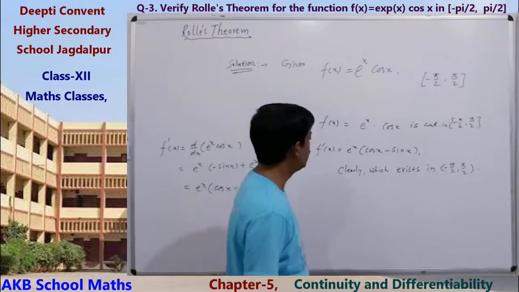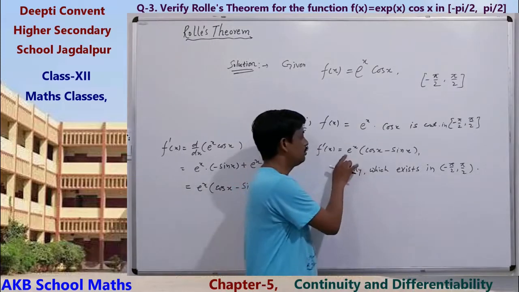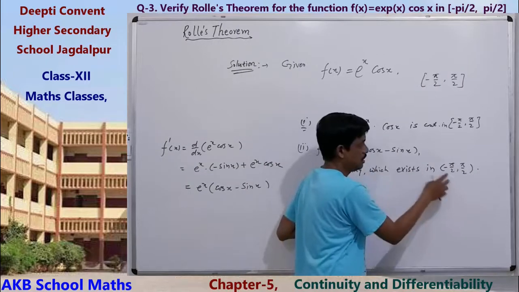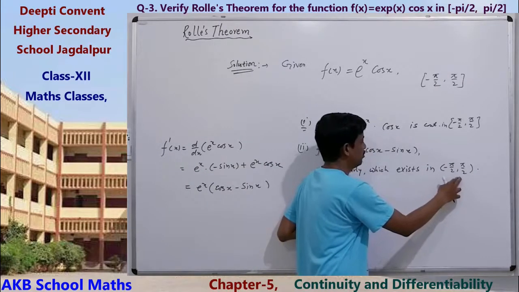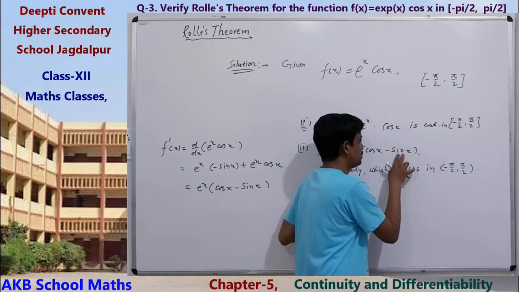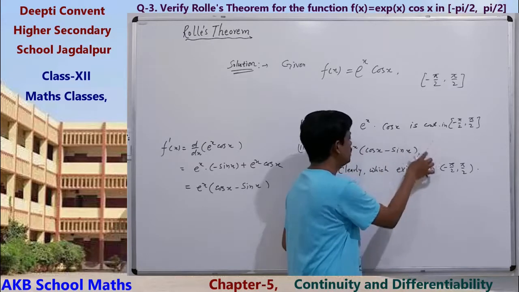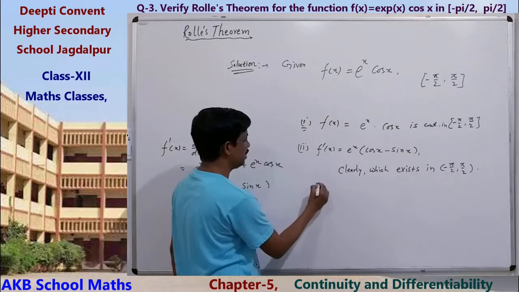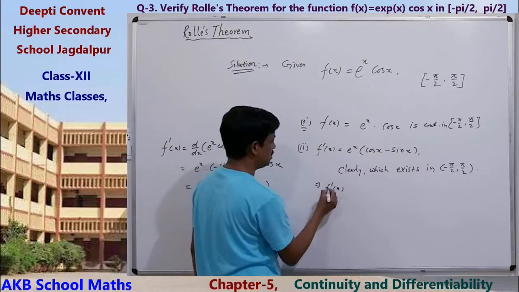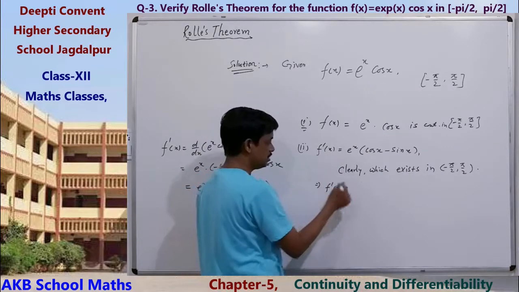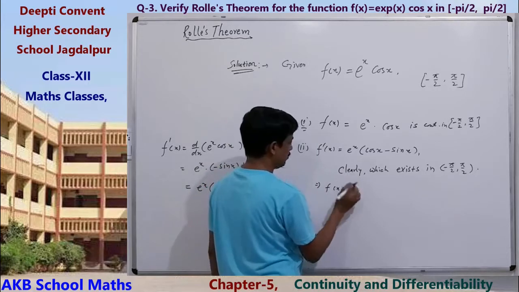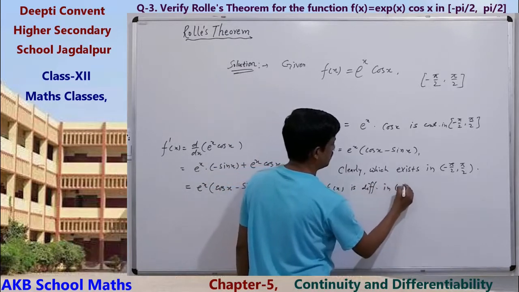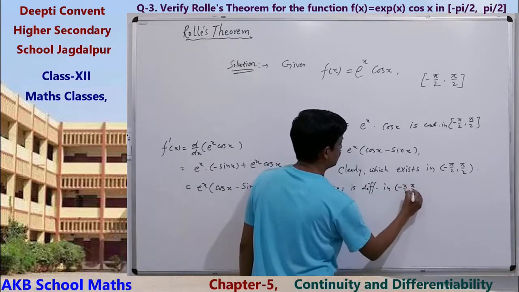Its value exists. The value of e to the power x exists, and also cos x exists in between, and also sin x exists. So this value clearly exists in the open interval. So this implies differentiable, that is, exists means the derivative exists. This is, f x is differentiable in minus pi by 2 to pi by 2.